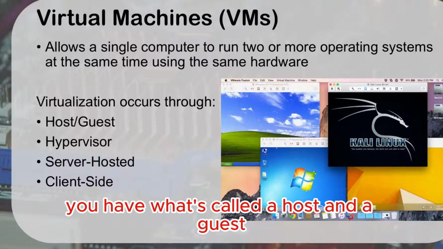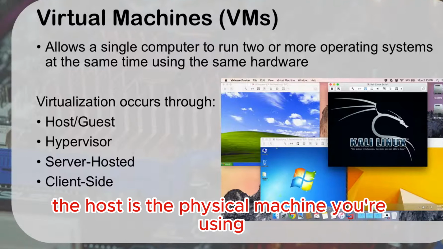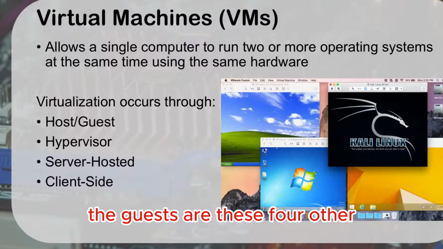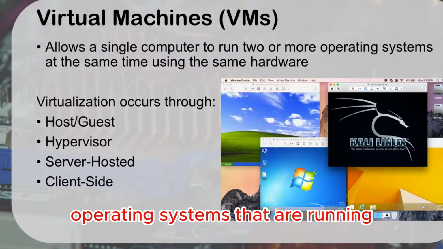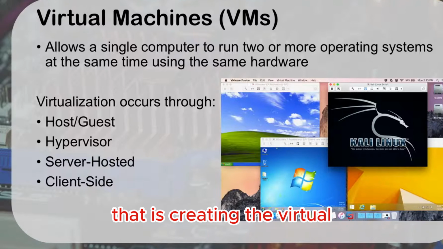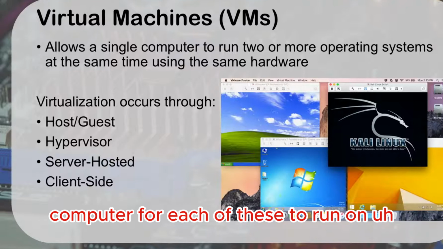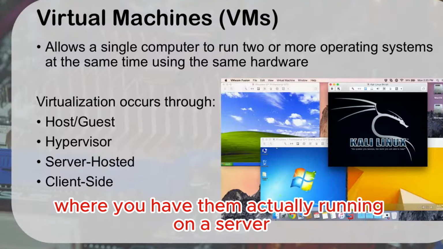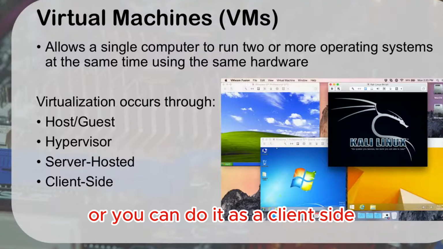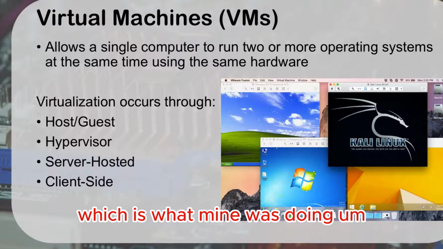With virtualization, you have what's called a host and a guest. The host is the physical machine you're using. In my case, it was a Macintosh machine. The guests are these 4 other operating systems that are running. The hypervisor is the software that is creating the virtual computer for each of these to run on. They can be server hosted, where it's actually running on a server down the hall or across the world, or you can do it client side, which is what mine was doing.